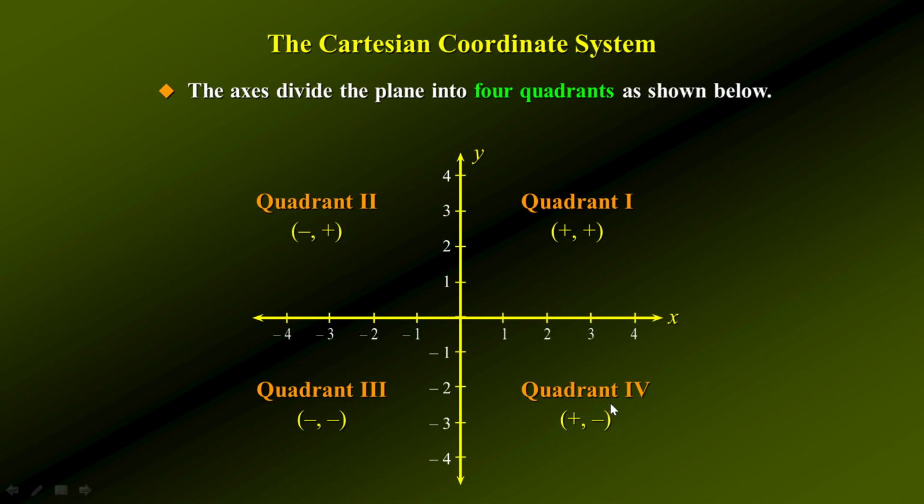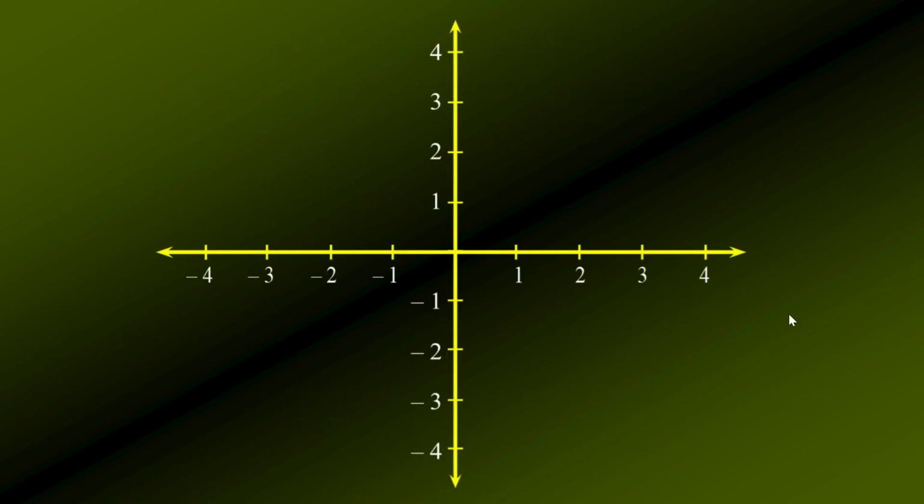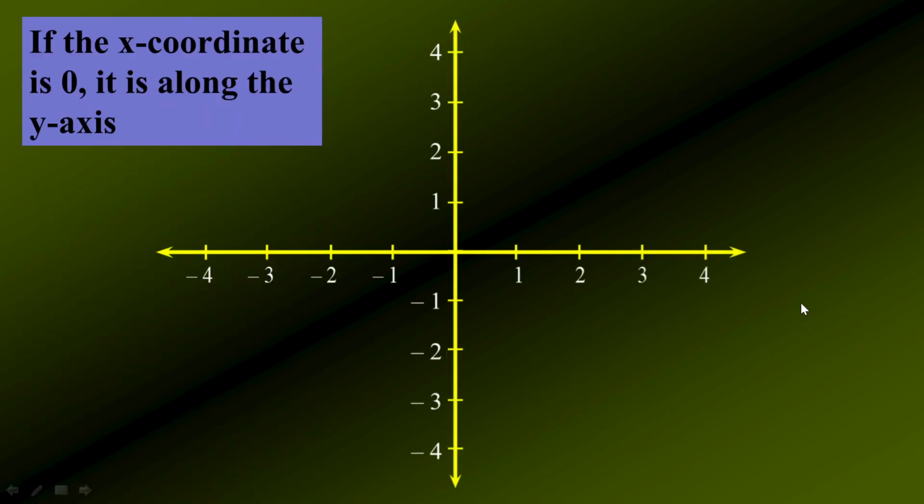So, ayan. So, mas madaling ma-remember itong different locations. Kasi pag quadrant 1, parehong positive. Quadrant 2, negative, positive. Quadrant 3, parehong negative. Quadrant 4, positive and negative. Okay? Next, if the x-coordinate is 0, ibig sabihin ang value ng x coordinate natin is 0, ibig sabihin the point is along the y-axis. Ibig sabihin dito lang sa y-axis.